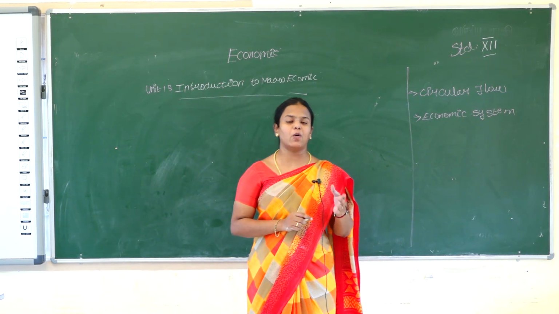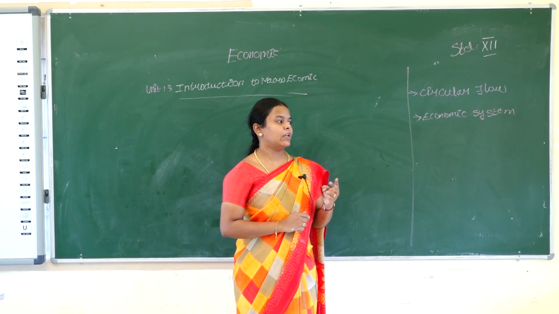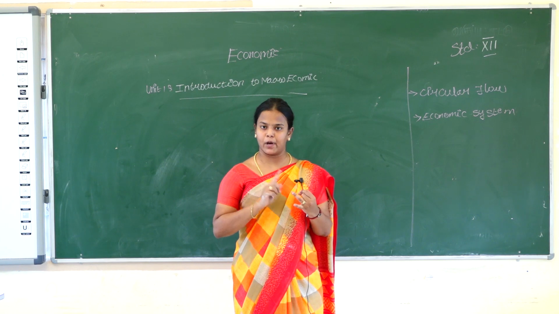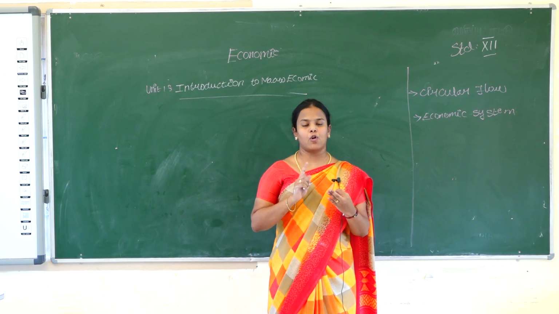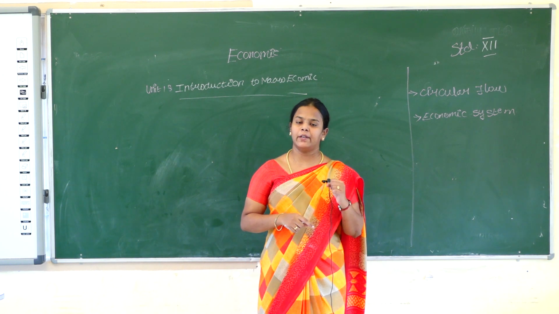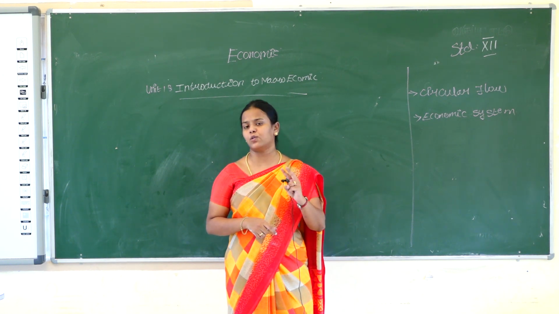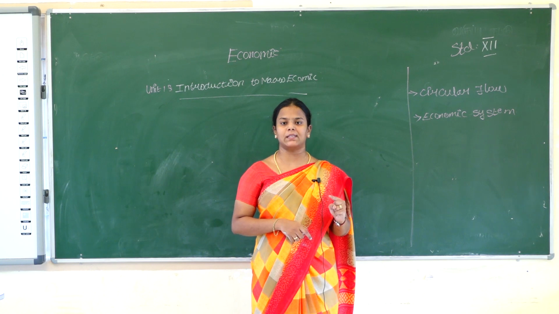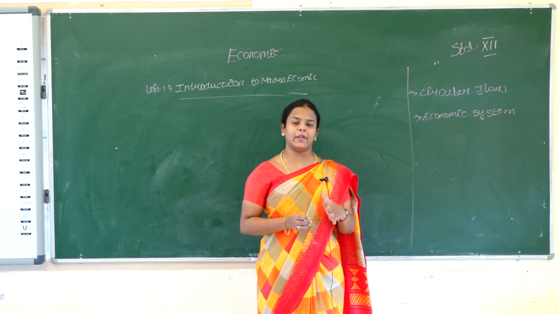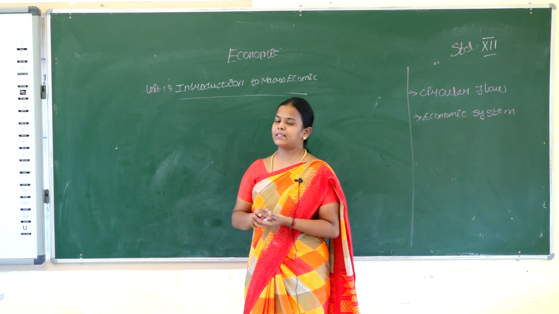In today's class, we are going to see the remaining two topics. In the first class, we saw what macroeconomics means, the importance of macroeconomics, the scope of macroeconomics and the types of macroeconomics. Today the two things are the economic system and the circular flow of income. Let's see them one by one.